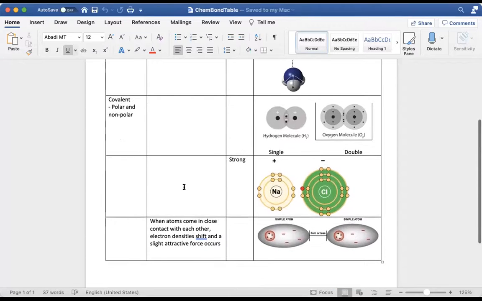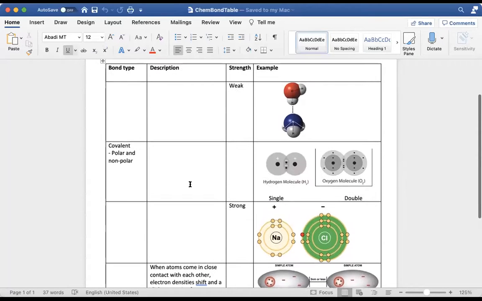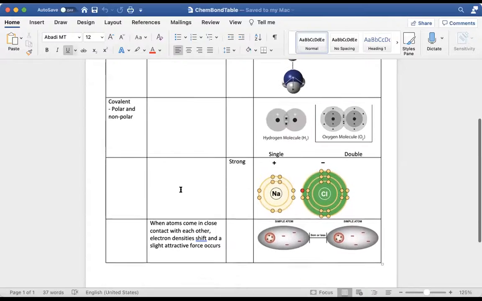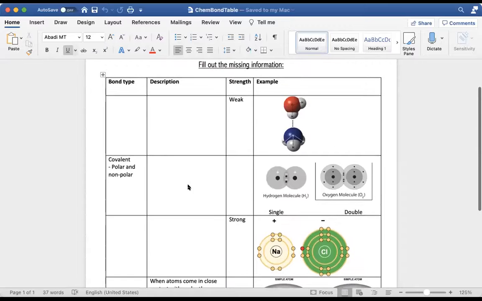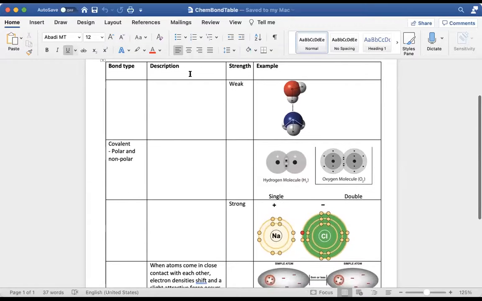And so the description, those are pretty strong. The description there would just be a transfer of electrons, right? Of one electron or more between atoms. And then the final row, what kind of bond or attraction is that? Van der Waals, good. You beat me to it, Kathy. Good job. Okay, so if you don't have all that filled out, definitely take the time to do that.